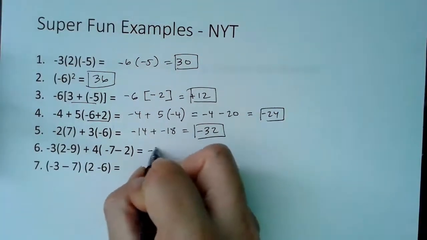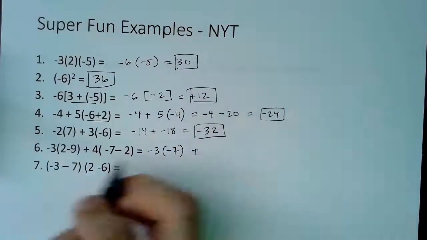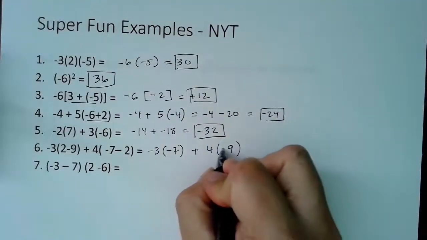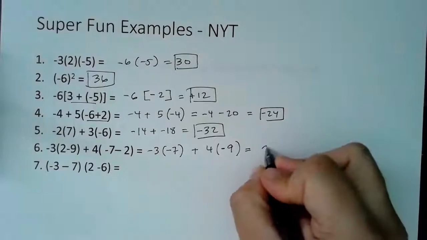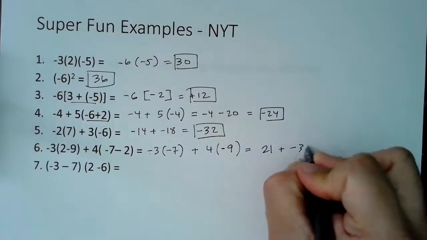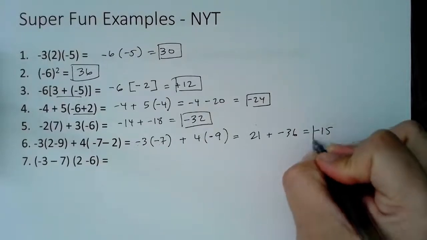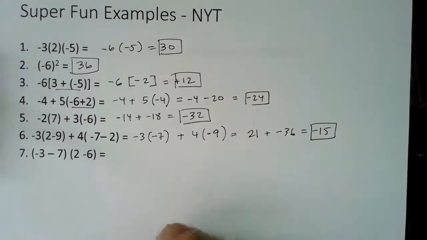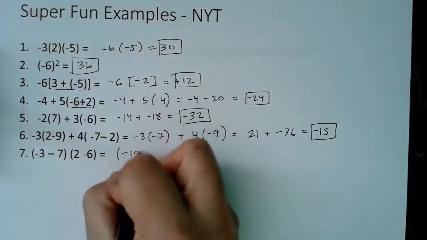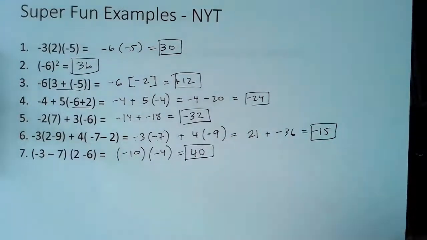And then here, negative 3 times 2 minus 9 is negative 7, right? We take the difference and keep the sign of the larger. And then 4, same signs, add, so that's negative 9, and keep the sign. Now let's continue. That's 21, because a negative 3 times a negative is positive, plus 4 times negative 9 is negative 36. Then we take the difference of these two, which is 15, but it's negative because the larger number is negative. You kind of see how we're building skills here. So negative 3 minus 7 is negative 10, and then 2 minus 6 is negative 4, and that's equal to positive 40.